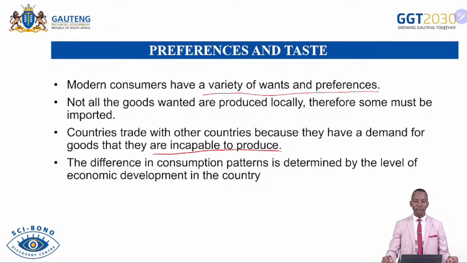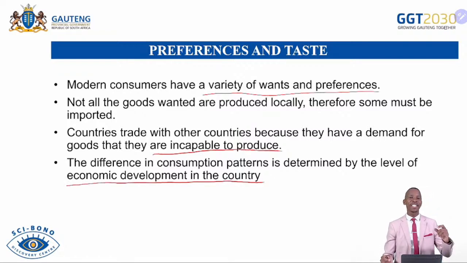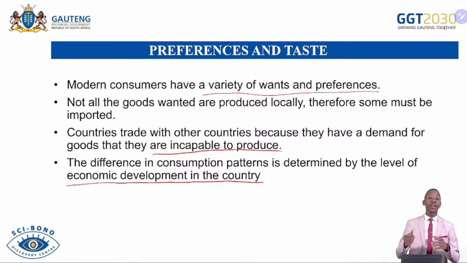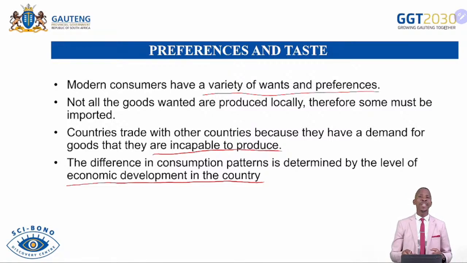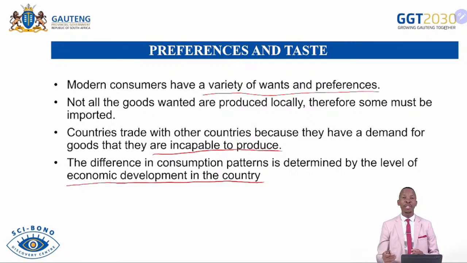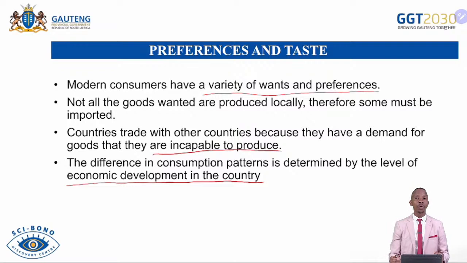So the difference in consumption pattern is determined by the level of economic development of the country. If within the country we have this stratification or division of some rich people and some people that are in the middle or at the lowest, what happens? Some people will be in demand of goods that are produced abroad. So they will be importing the most or demanding goods that are produced by foreign countries. While some people will be in need of goods that are produced locally.